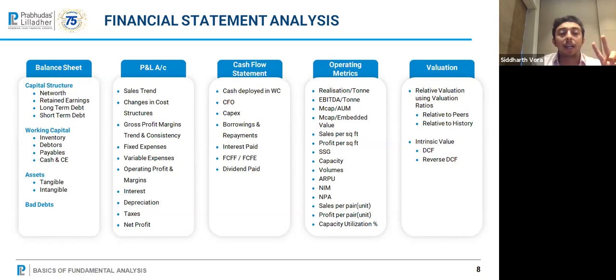Working capital is the second piece, which will tell you a lot about how the company is operating. How good is it in its particular industry? How fast is it selling its inventory? How quickly are the debtors paying the company? How long does it take to pay its creditors? And how much cash does it have on its balance sheet? All these 4 pieces are extremely, extremely important.